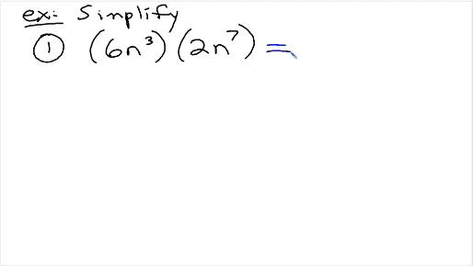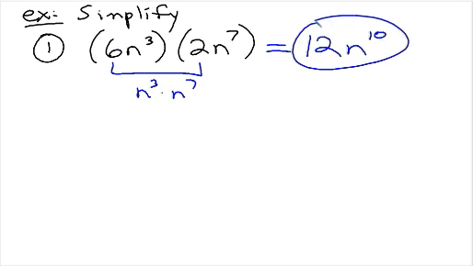First, let's multiply the coefficients. 6 times 2. That's 12. I'm going to have an n. I need to decide what power I've got. Well, I have n to the third times n to the 7th. So that's the very first rule we learned today. This is where I add them. That's right. This would be 12n to the 10th. And that's the answer. Okay? Let's do another one.